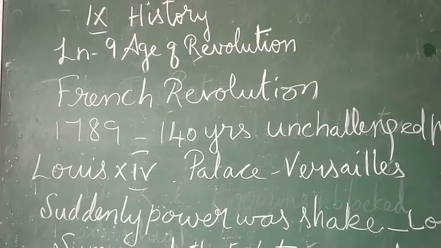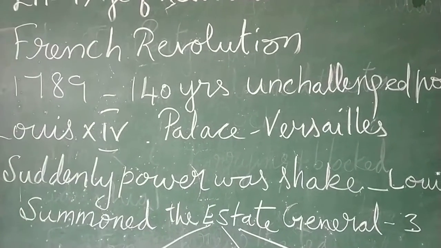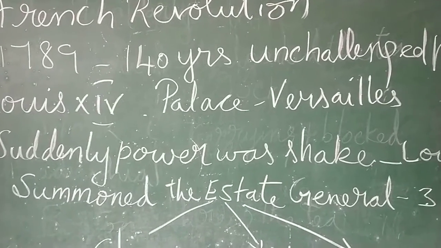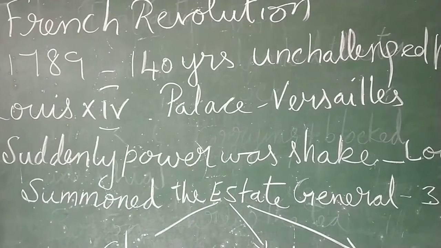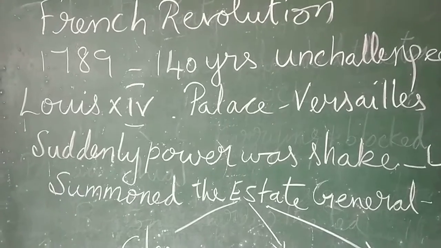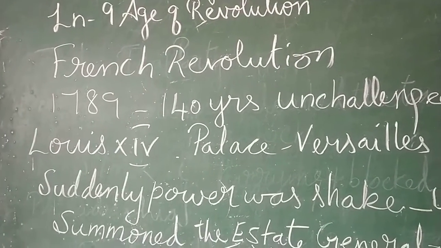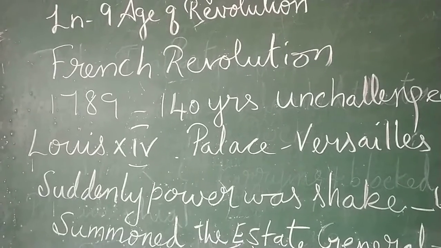Namaskaram girls. Last class we saw about the American War of Independence, how the British made the colonies and how they imposed taxes, and how the people suffered a lot under the control of the British. All this we saw in the American Revolution.